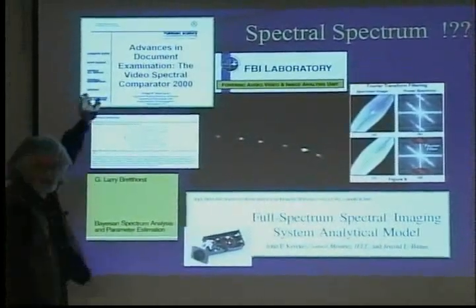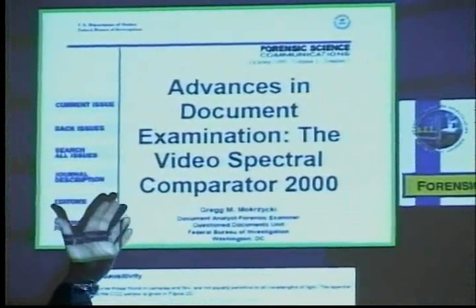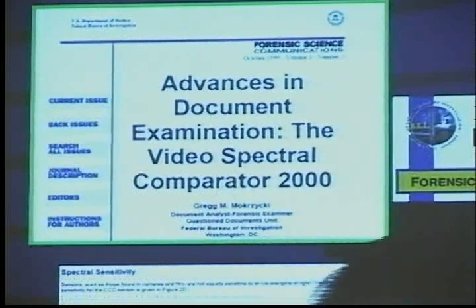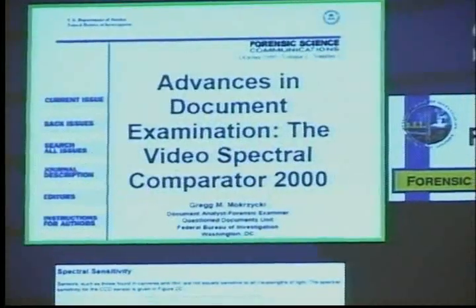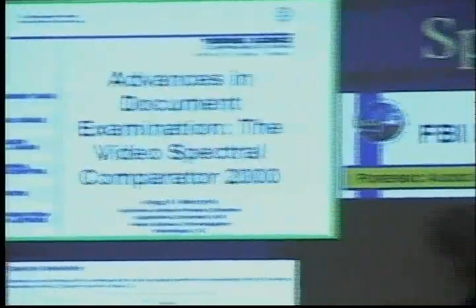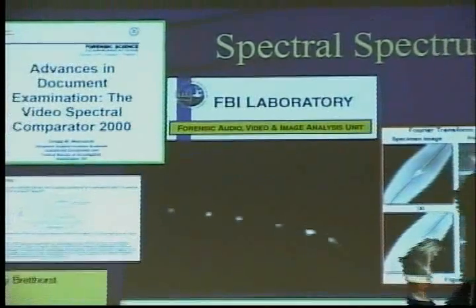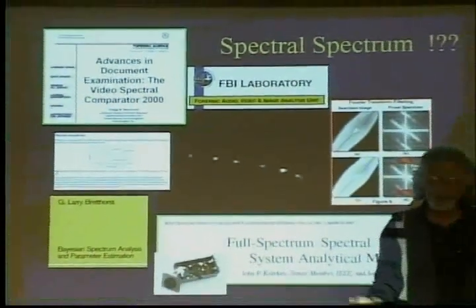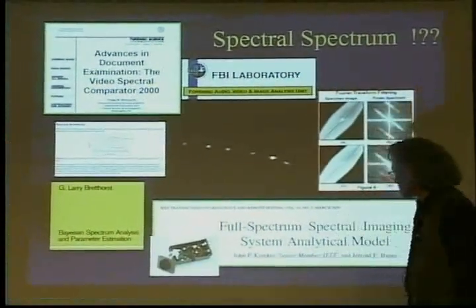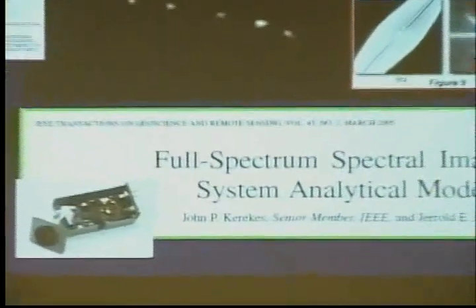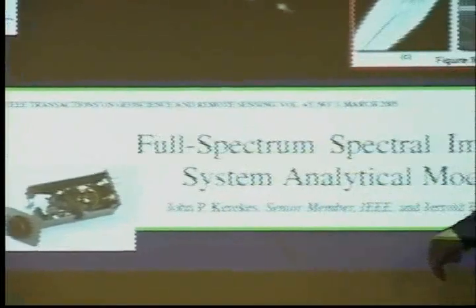And on the FBI, U.S. Department of Justice website, showing up in 2000 was Advances in Document Examination, the Video Spectral Comparator, 2000. This is on the website to this day. The FBI Laboratory of Forensic Audio and Video, in their 75-page manual on how to build a forensic lab, has over 20 pages devoted to spectrum, spectral, hyperspectral analysis. An IEEE paper in March of 2005: full spectrum, spectral imaging system analytical model.